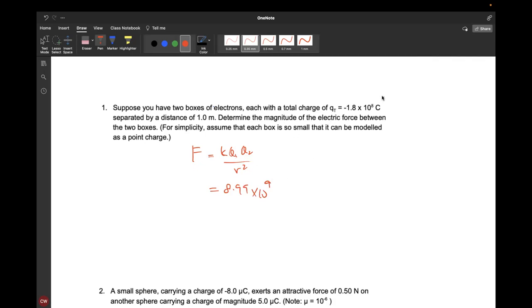Q1 and Q2 is the charge. So it's 1.8 times 10 to the power 8. The other one also the same thing, so just square it. Total charge, each one of them has separated by this. Distance between them is R square, so it's 1 square. Can you find this value? Try to count.